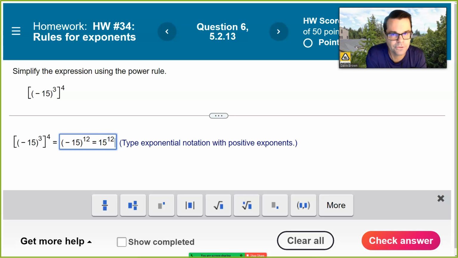Okay, so that's a really important thing to remember about negative numbers. It depends whether you're raising to an even or an odd power.